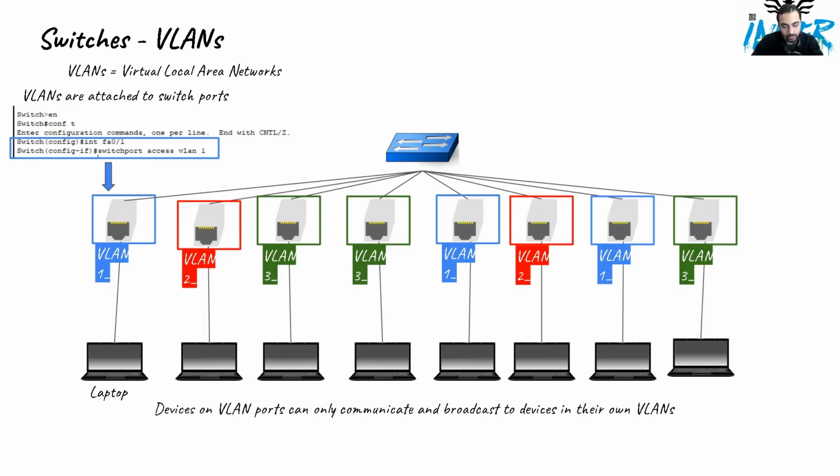All the devices connected to a VLAN port can only communicate and broadcast to devices in the same VLAN. For example, the laptop connected to VLAN 1 can only communicate to the other two laptops on VLAN 1. This is why they are considered virtual local area networks, because even though it's all on the same switch, they think they are in separate networks.